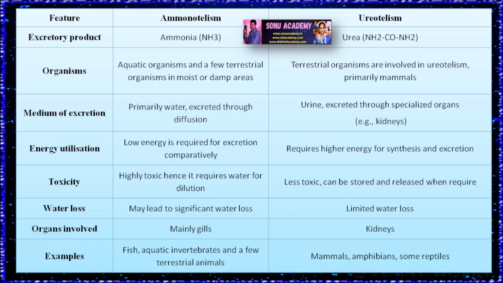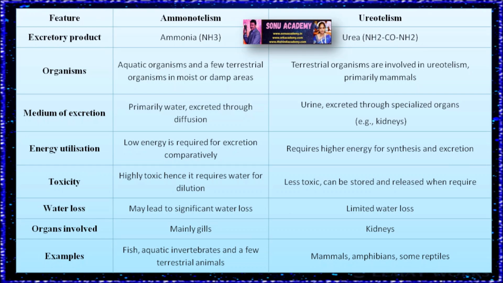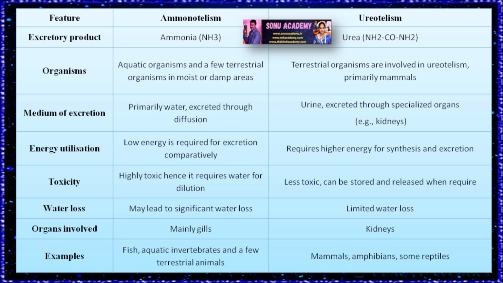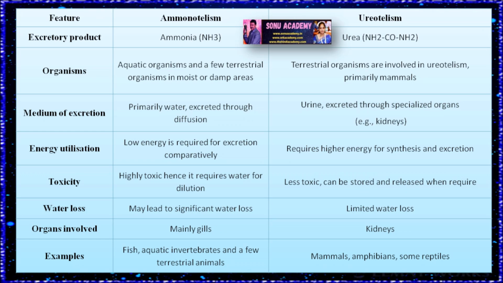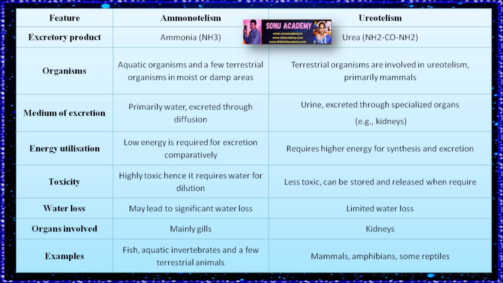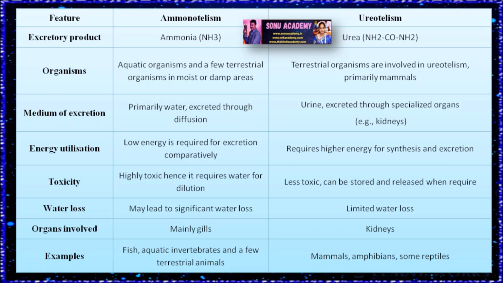Water loss in ammonotelism may lead to significant water loss, and in urotelism there is limited water loss. In ammonotelism, mainly gills help in excretion. In urotelism, kidneys are responsible for excretion. Examples we already discussed: fishes, aquatic invertebrates and a few terrestrial animals come under ammonotelism, and mammals, amphibians and some reptiles come under urotelism.